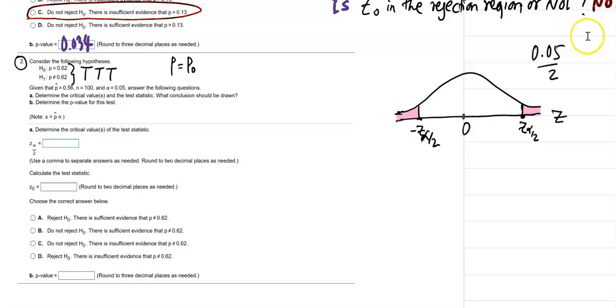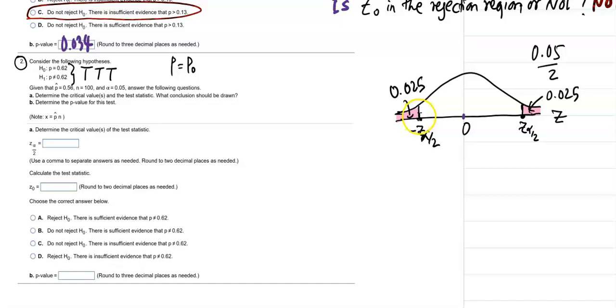Okay, again, total area here is 0.05 on each side. Each tail total area is 0.05. So this area is going to be 0.05 divided by 2, which is 0.025. This is going to be 0.025. So that's what I'm looking for.